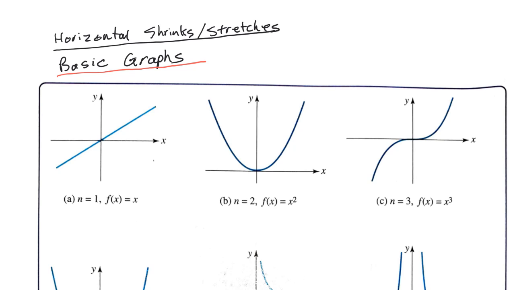So right now what we're going to do is take a look at a thing called basic stretches, and they're horizontal. But first, we have to start with our basic graphs, and we need to talk about all the different types of graphs that you'll see. Now, these are all polynomial graphs. Okay, so make sure you write down polynomial.